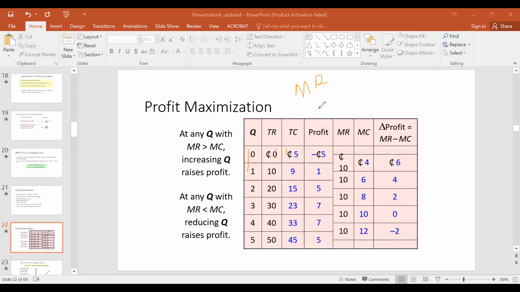And profit is what? Profit is total revenue minus total cost. So 10 minus 9, 1. 20 minus 15, 5. 30 minus 23, 7. Okay. Now, let's keep going.